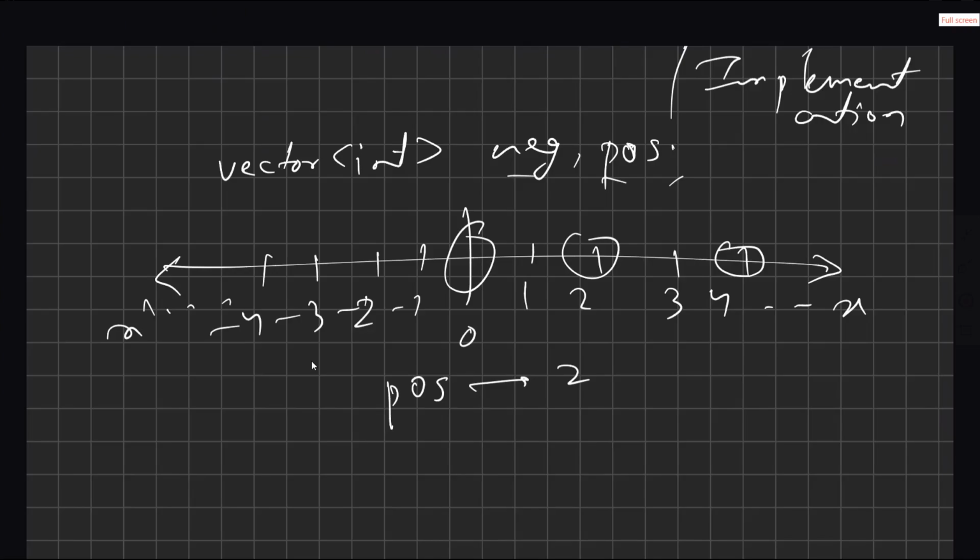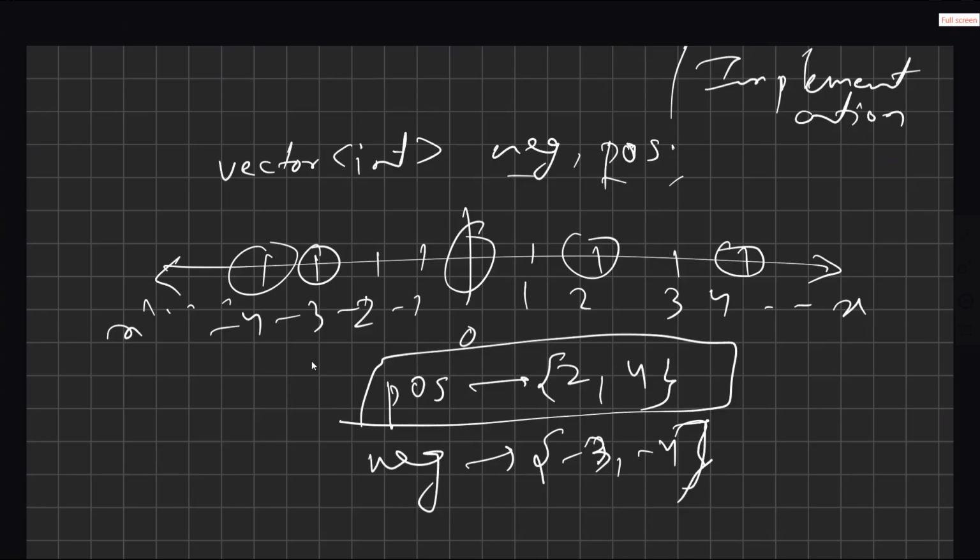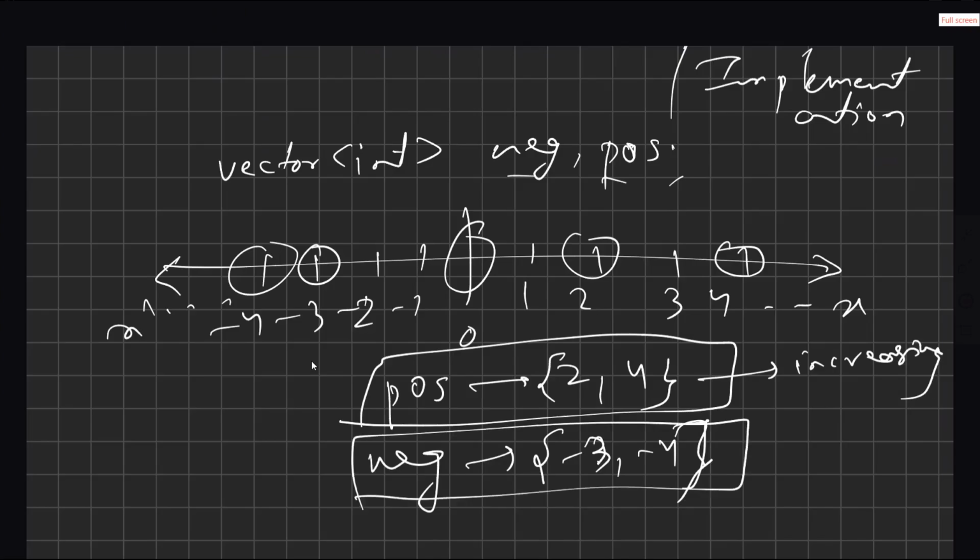So the positive locations, whatever we have, we'll be storing. Let's say in this case we have one at the second position, one at the fourth position. We'll be storing these. Let's say we have here this way, we'll be storing -3 and then -4. Okay, and ordering is maintained. So whatever is positive, we'll be putting into the positive vector, and we'll be sorting in an increasing way, and whatever is negative, we'll be sorting in a decreasing way because the magnitude is important here.